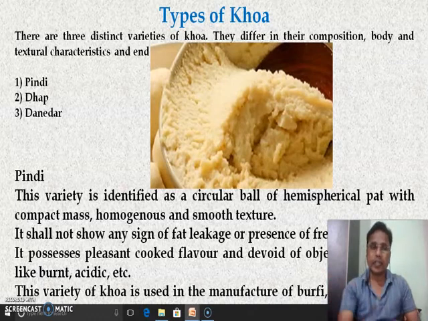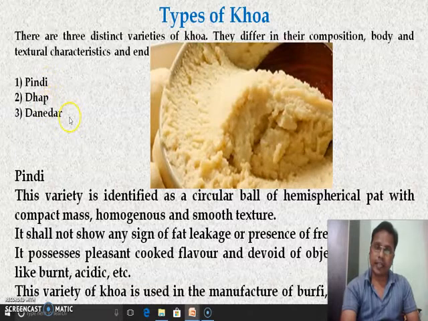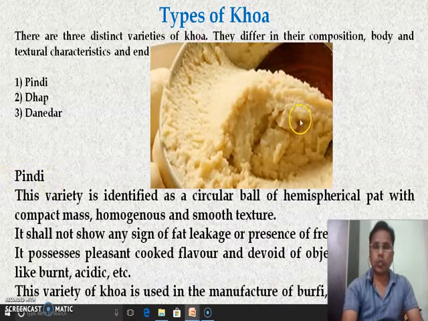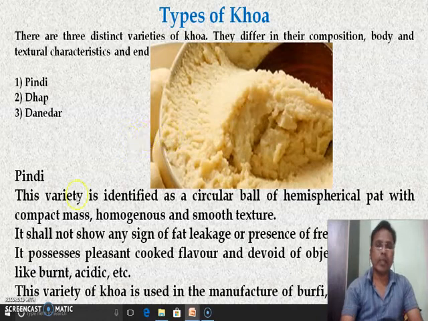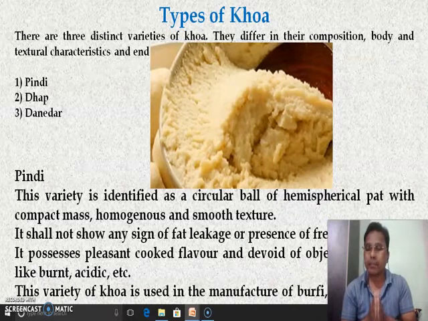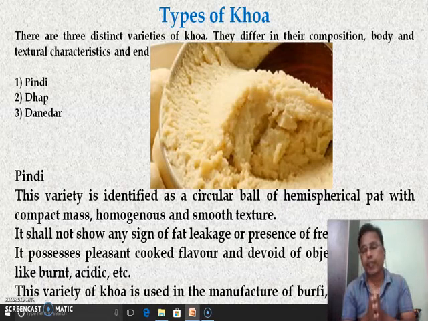On the basis of the body and texture of the Khoa, it is classified into three different types, that is the Pindi, Dhap, and the Danida. Now let's see the Pindi type of the Khoa. This is the photograph of the Pindi type of the Khoa. This variety is identified as a circular ball or hemispherical pad with a compact mass, homogeneous and smooth texture.